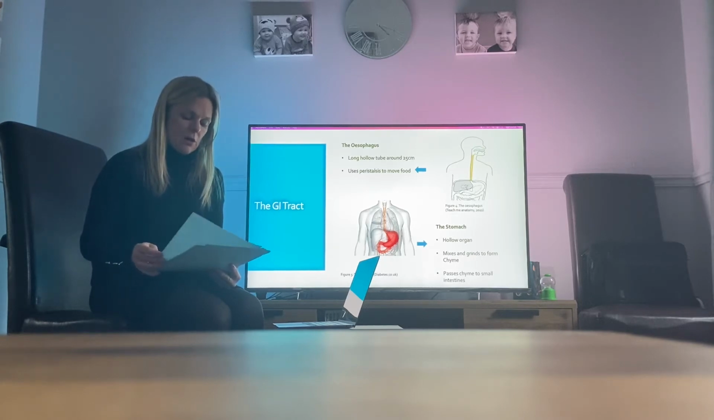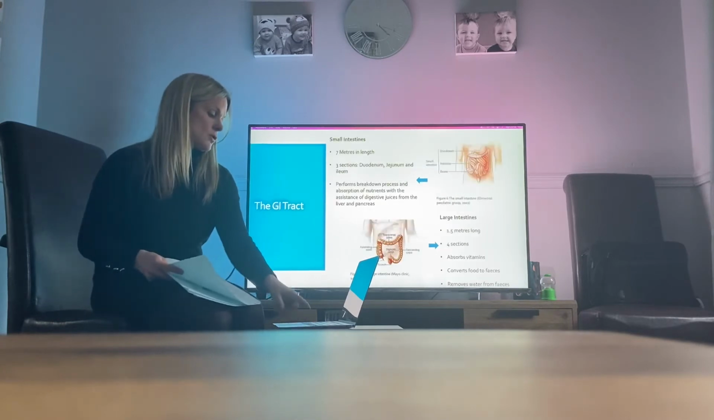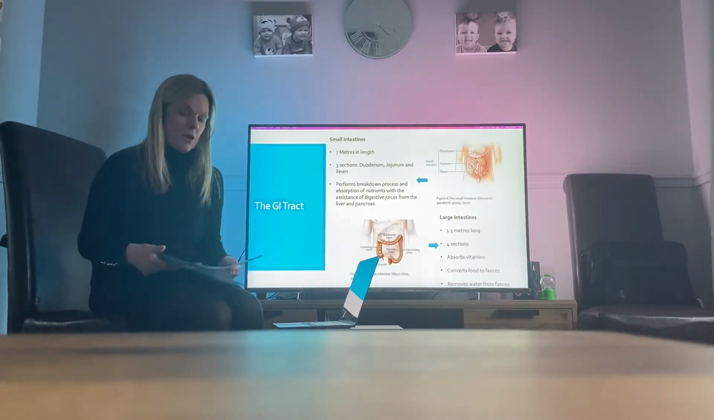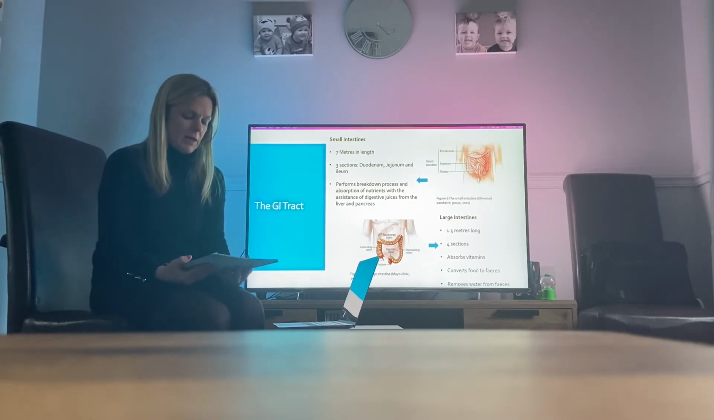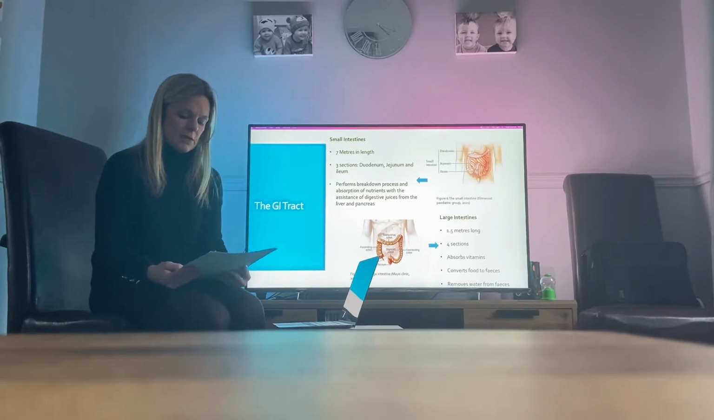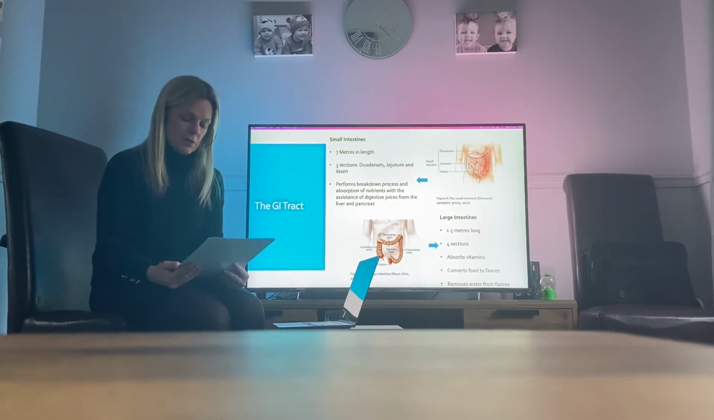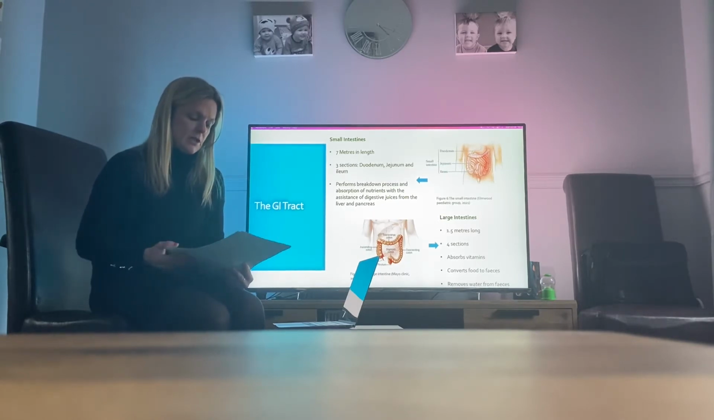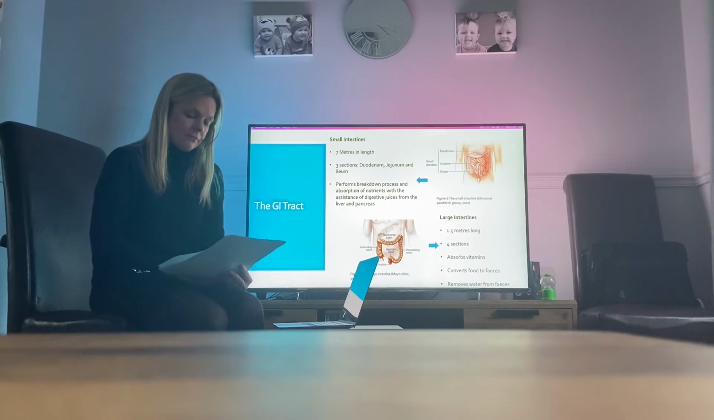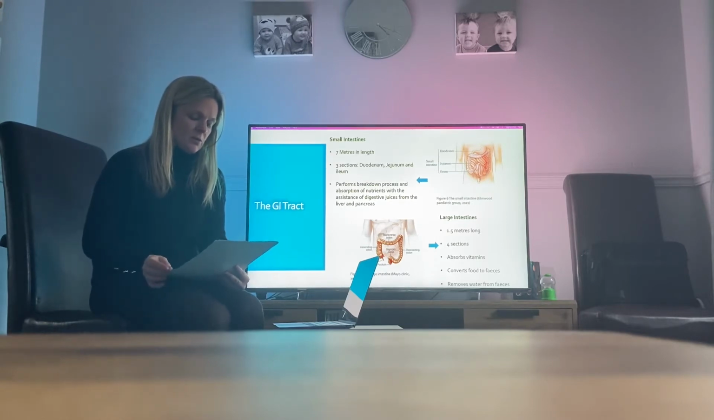The stomach is a hollow organ with strong muscular walls. It mixes and grinds the food with gastric juices that contain acid and digestion enzymes to form a liquid called chyme. The chyme then moves into the small intestine, which is around 7 meters long and has 3 sections. The duodenum, which is responsible for the breakdown process, and the jejunum and ileum, which are responsible for absorption of nutrients into the bloodstream. The small intestine is the workhorse of digestion, as this is where most nutrients are absorbed.